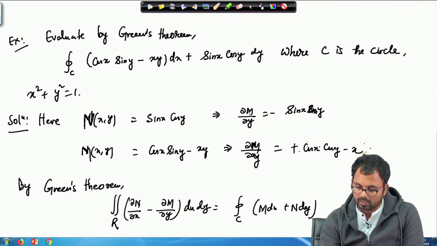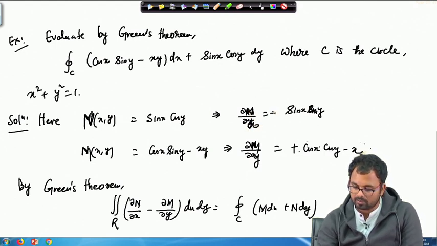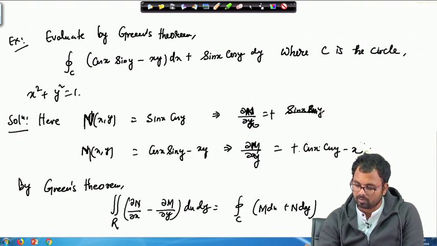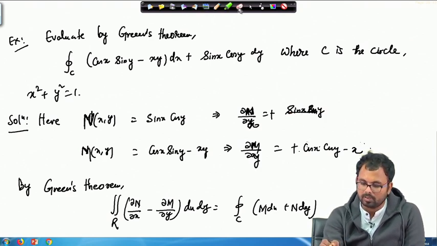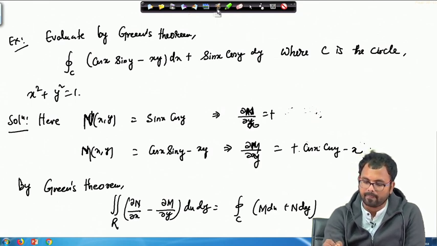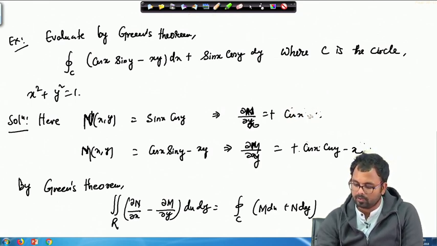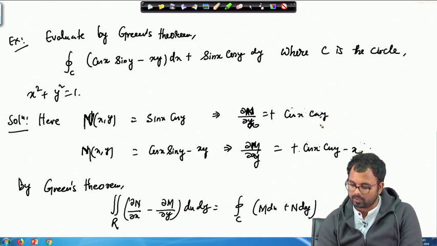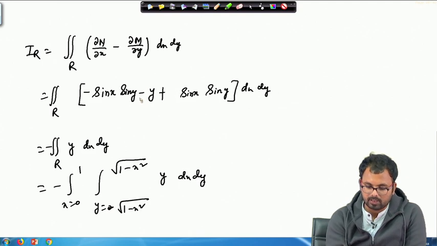So, this will be del n del x, and del n del x is cos x cos y. So, this will be cos x cos y. Now if I substitute, then this will be minus minus and then plus. So, ultimately here we will obtain cos x cos y.